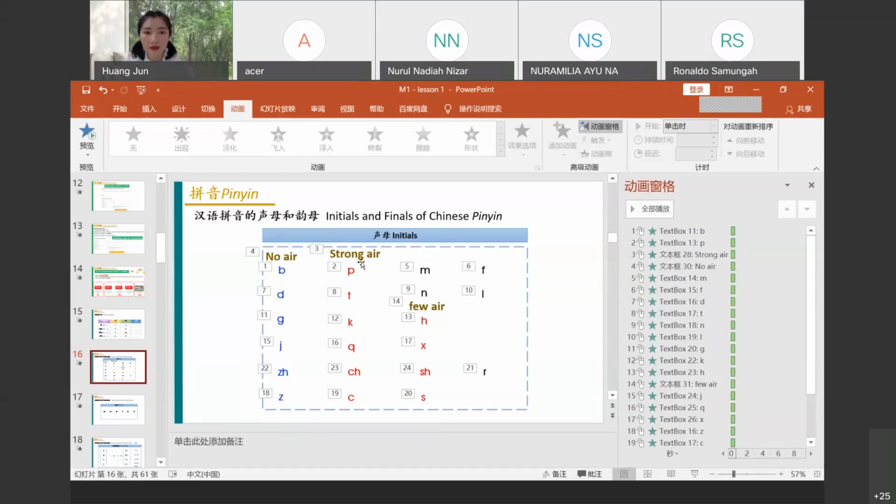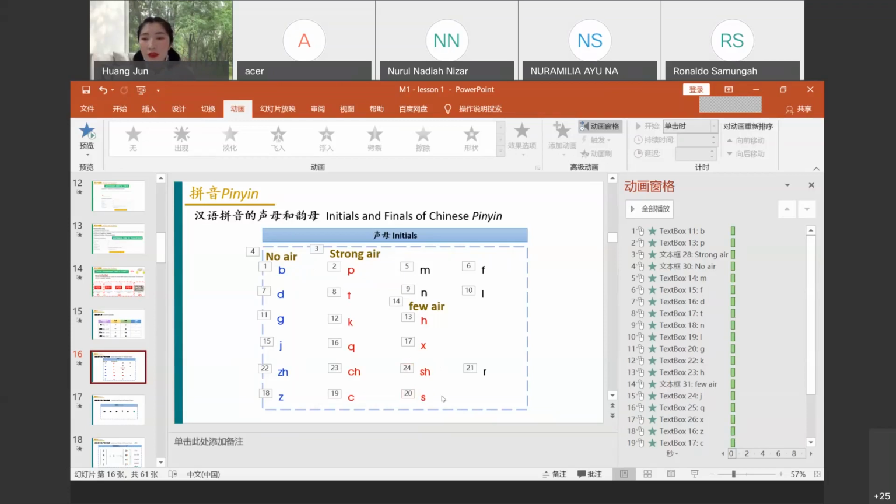In the middle, I highlighted with red color, I marked with strong air. That is, when you pronounce them, they have strong air that touches your hand. So, po, te, ke, qi, chi, ci. In the middle group, they have very strong air. When you read, the air touches your hand. Another 4 here, when you read, have just a little bit of air coming out. They are he, xi, shi, si. So these are some initials.